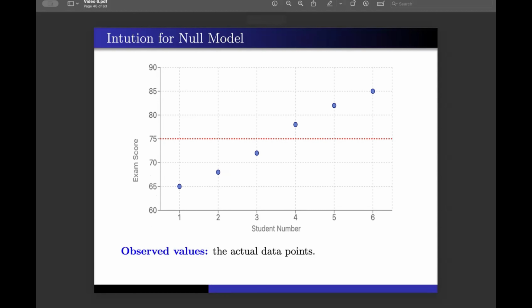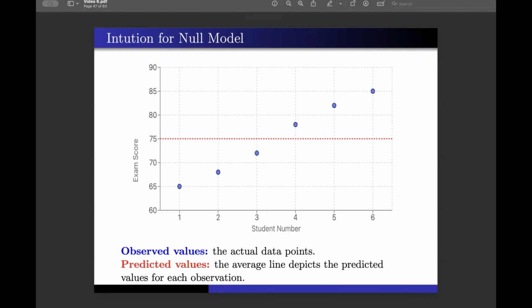So we have observed values. What are observed values? The actual data points we have. These blue dots over here represent the actual data points. The first blue data point means the exam score of the first student. The second blue dot represents the exam score of the second student, and we call them observed values. The value of the dependent variable for the first observation is the observed value, the actual data point we have.